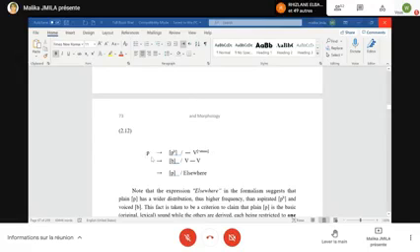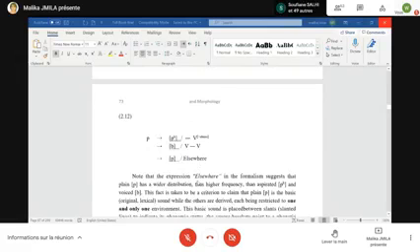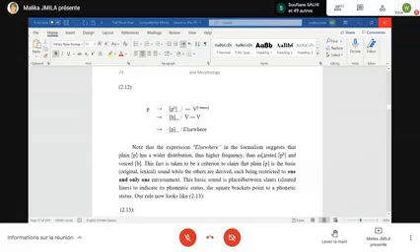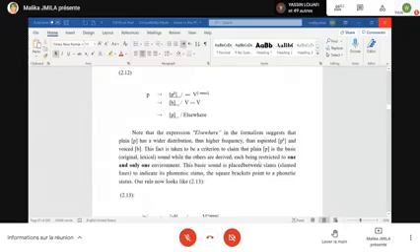The basic phoneme P is realized as B when it occurs between two vowels, or in intervocalic position. P is realized as a plain P if it occurs in S-word position, which means in mutually exclusive contexts. Note that the expression "elsewhere" in the formalism suggests that the plain P has wider distribution, thus higher frequency, than aspirated P and voiced P. This fact is taken as a criterion to claim that plain P is the basic original lexical sound, while the others are derived, each being restricted to one and only one environment. The basic sound is placed between slanted lines to indicate its phonemic status. The square brackets point to phonetic status.